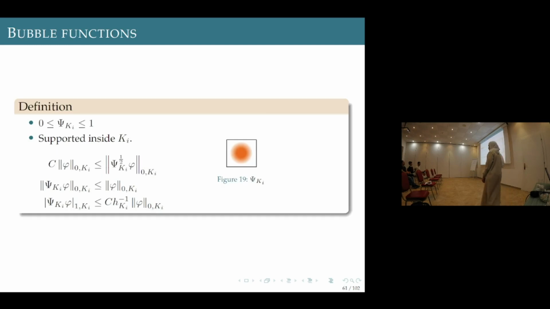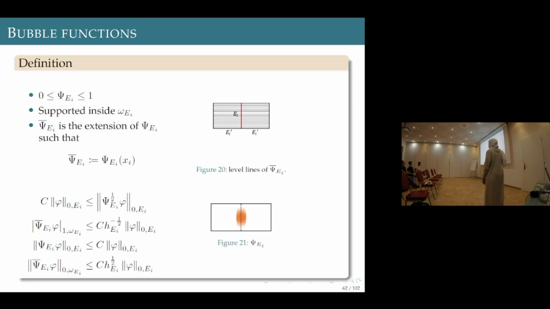We have two tools that are usually used for a posteriori estimate analysis. The first tool is the bubble functions. We have an interior bubble function, psi K_i, that has a value between 0 and 1, has support inside the element, and satisfies these bounds. The second is a bubble function at the edge of the element, which has support in the two elements that share that edge, and also has a value between 0 and 1. We extend this bubble function, calling the extension psi E_i bar, following the level line like this, and it satisfies these bounds.